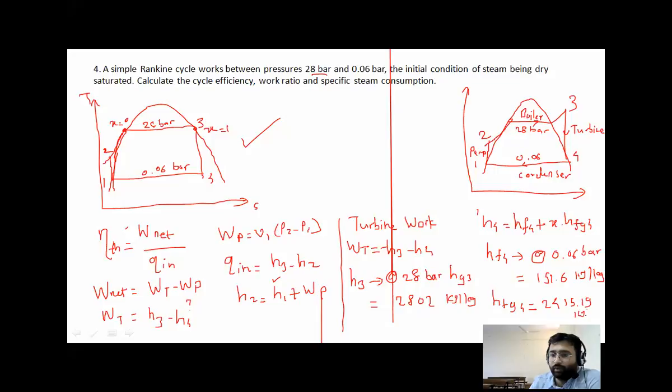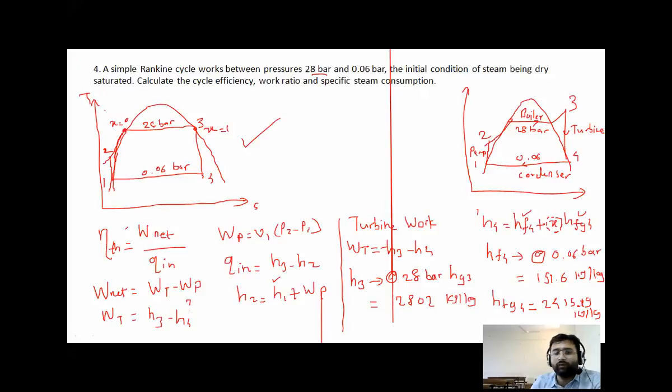19 kilojoule per kg. 0.9. So HF4 is 151.6 and HFG4 is 2415.9. So here we know HF4 and HFG4, but we don't know the dryness fraction. How to calculate the dryness fraction?